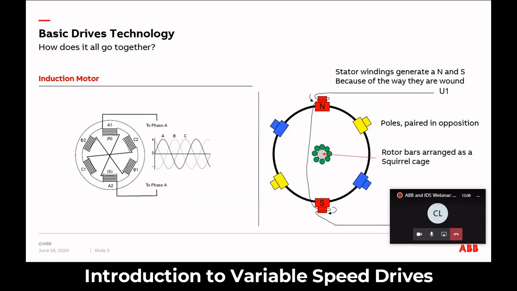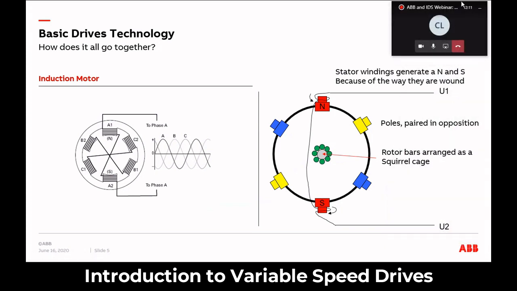If we go into a bit more detail on the motor itself, as a typical overview of an induction motor, the stator windings, as we said, generate north and south poles because of the way they are wound. Typically the poles are paired in opposition to generate that field to get the rotor to rotate. The rotor bars themselves are arranged as a squirrel cage, where another common term for an induction motor is a squirrel cage motor or squirrel cage rotor motor.